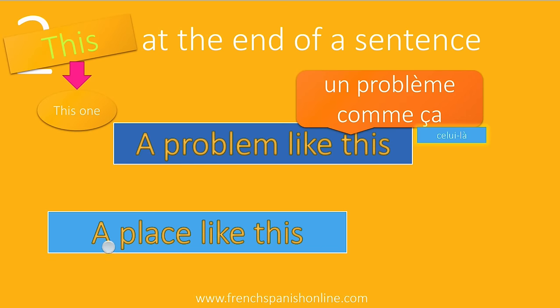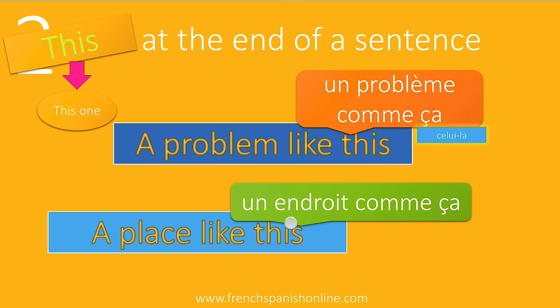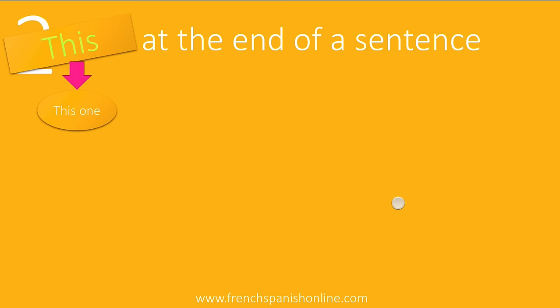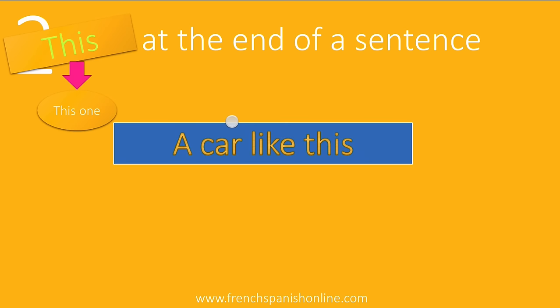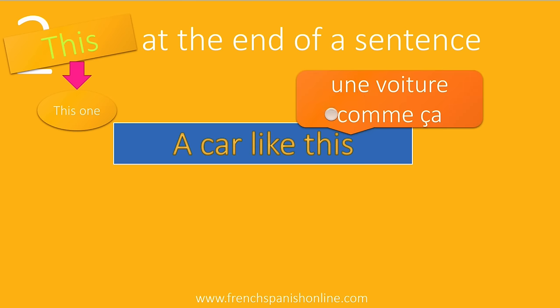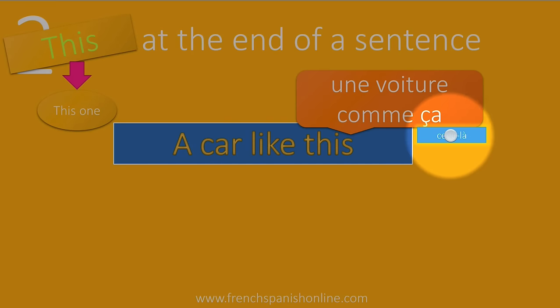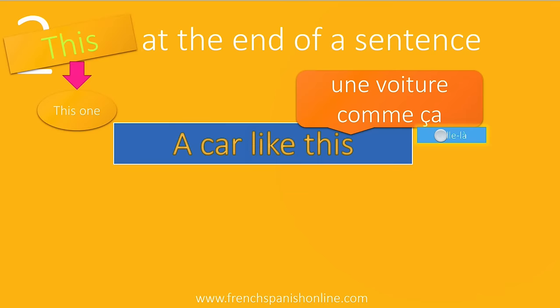Another example, a place like this, so un endroit comme ça, generally speaking, and un endroit comme celui-là, of course, if you're speaking about something specific in your conversation. A car like this, the same thing, une voiture comme ça, or now, voiture is feminine, so we are not going to use celui, but we are going to use celle-là, une voiture comme celle-là. Celle is the feminine form.